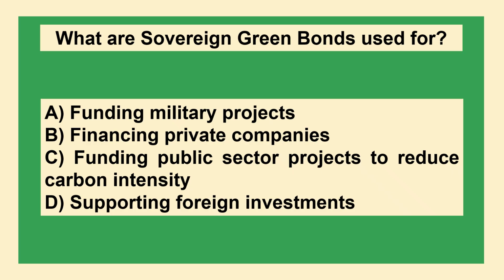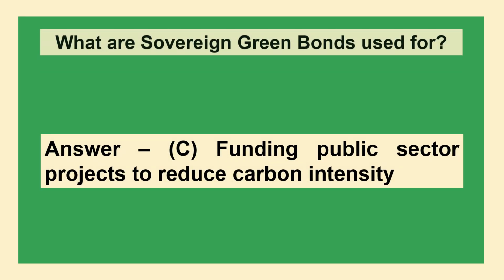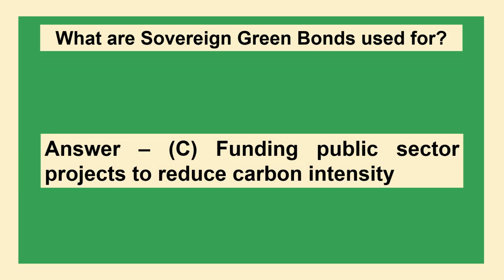What are sovereign green bonds used for? Option A, funding military projects. Option B, financing private companies. Option C, funding public sector projects to reduce carbon intensity. Option D, supporting foreign investments. The answer is option C, funding public sector projects to reduce carbon intensity.